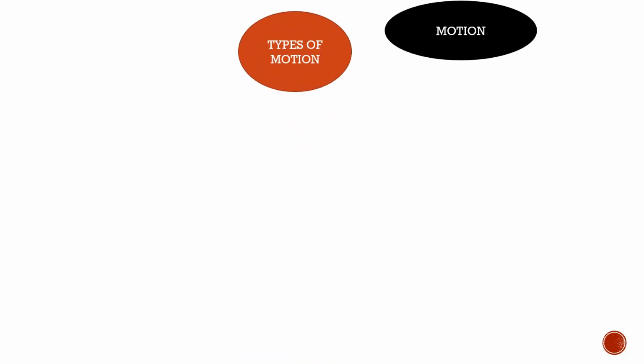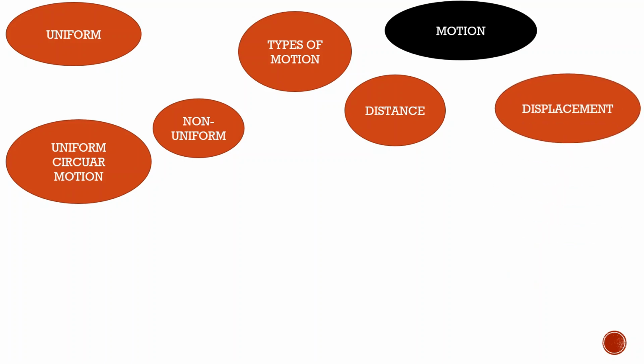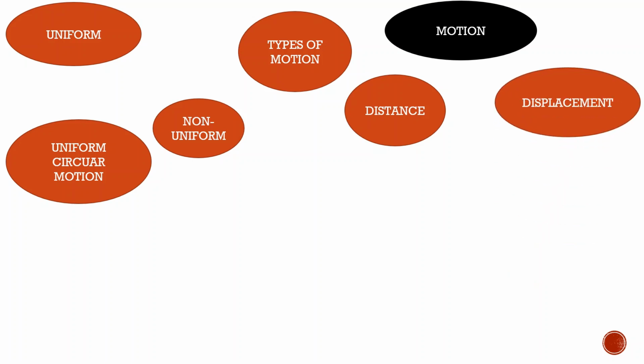Number 1, types of motion. There are two types of motion, uniform and non-uniform motion. Under uniform motion, we'll be learning about uniform circular motion, and we'll be learning about non-uniform motion. The next ones are the two important ones, distance and displacement. We'll be covering distance and displacement in this video. So these are the two topics we're going to cover in this video.